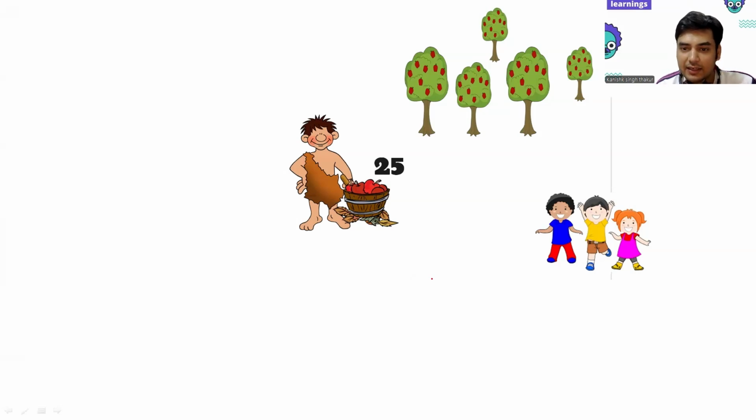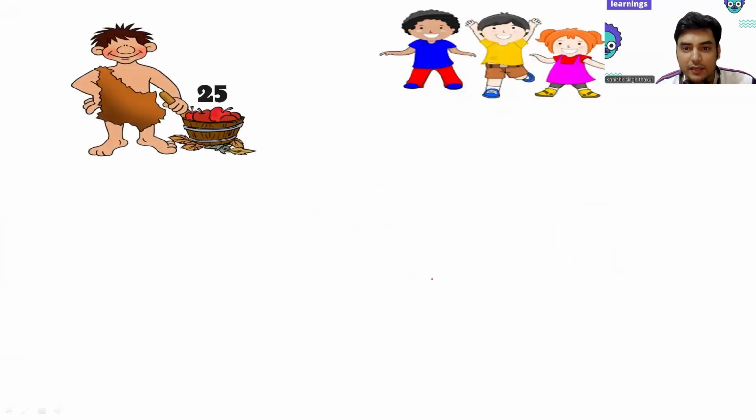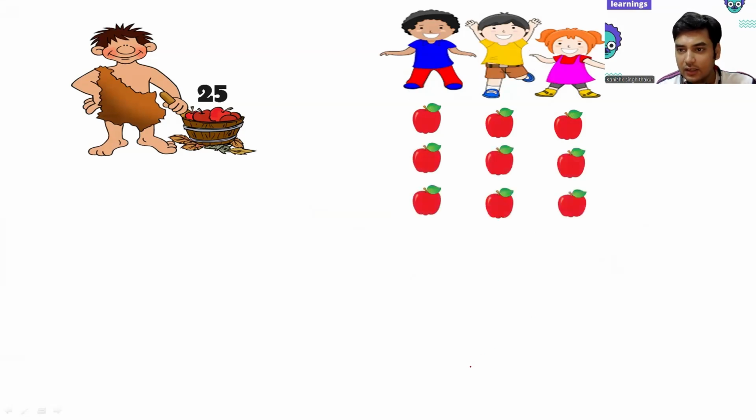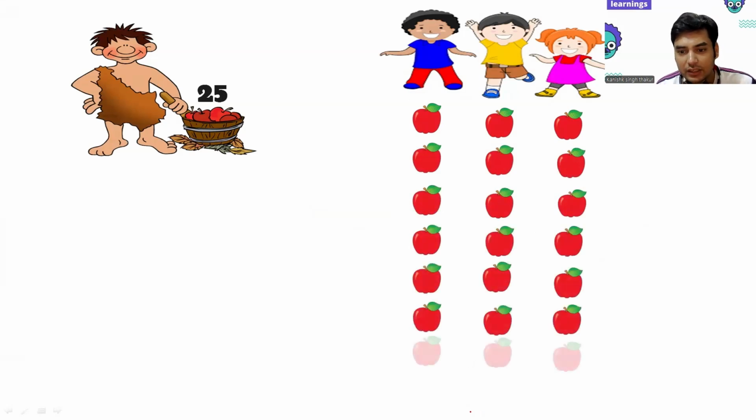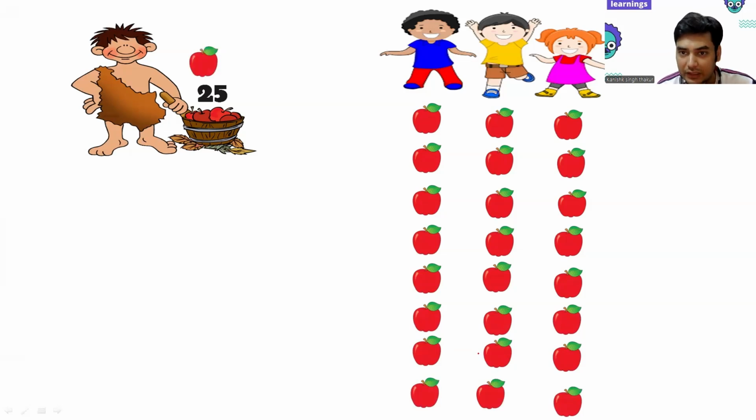So suppose Bob had collected 25 apples. Now he decided to give one apple to each of the children, in groups of 3. So how many times can he give? First time he'll give 3, then 3, again 3. So total 9 apples till now, then 12, 15, 18, 21, and then 24 apples. So 24 apples he has distributed, making groups of 3, and 1 apple he is left with. So this is what division is. You are dividing things equally into groups.